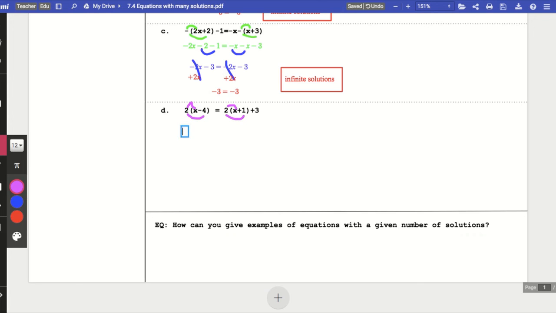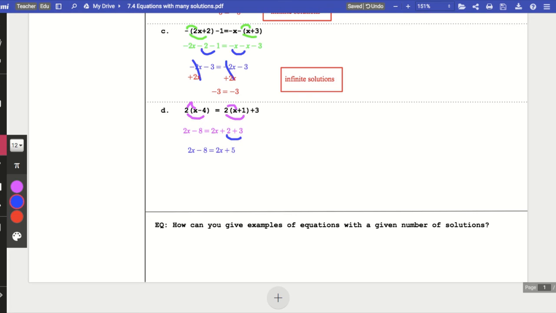So 2 times x is 2x. 2 times 4 is 8. That's going to equal 2 times x, which is 2x, plus 2 times 1 is 2, plus 3. Okay, got my like terms. I got to combine my 2 and my 3. So now I have 2x minus 8 is equal to 2x. 2 plus 3 is 5. So 2x plus 5.